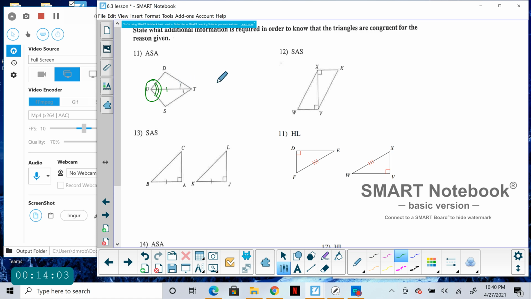Okay? So the angles at U, that would be angle DUT congruent to angle SUT.